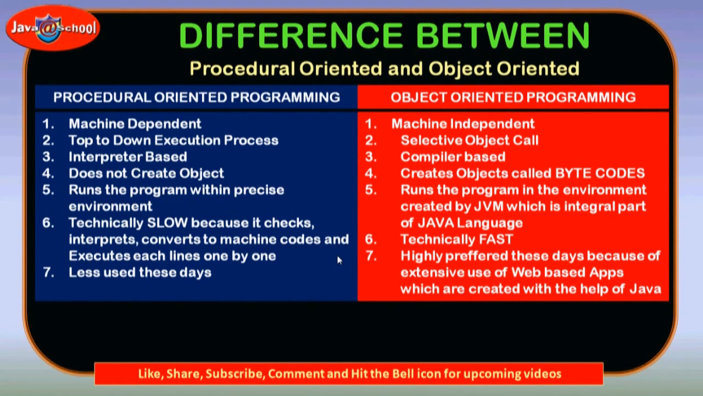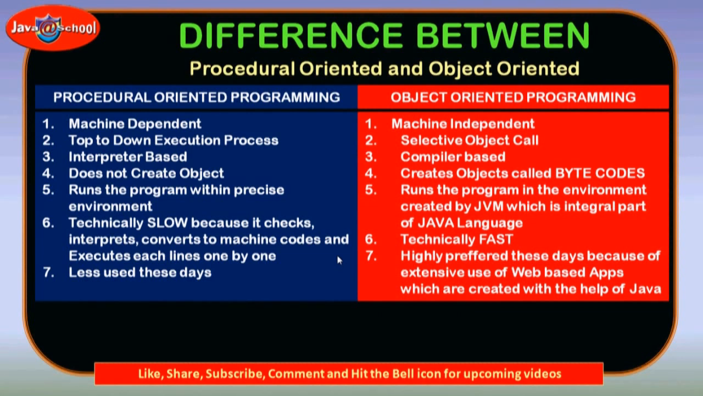For example, online shopping, online ordering, online purchasing, marketing, all these are done by software created with object-oriented programming, especially Java. Now this is all about the introduction part. Now we go and see a little bit of the history of Java.